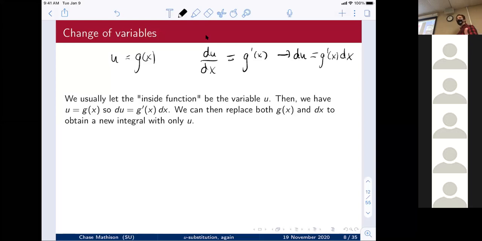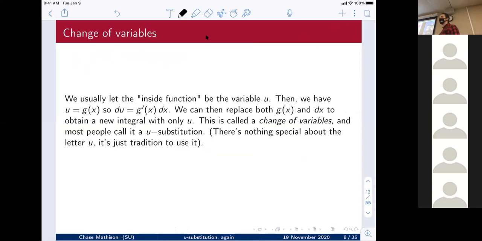Once we make this change of variable, this u substitution, we replace both g of x and dx in the original integral, and then we'll have an integral with only u's. So this is called change of variables, and it is called a u substitution as well. That's why most people call this u substitution. There is nothing special about the letter u. If you used w, you would call it a w substitution. If you used v, you could call it a v substitution. In general, it's a change of variables. The name of it doesn't really matter. Just know that we're integrating by substituting this complicated g of x for something simpler, okay?